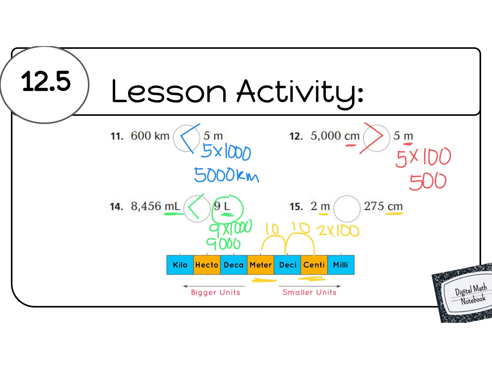Remember, 2 groups of 10 is not 20. It's 10 times 10, which is 100. So that would be 200. But 200, is that bigger or smaller than 275? I'll leave you to solve that problem on your own in your digital math notebook.